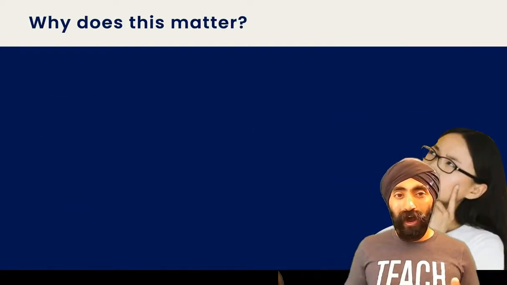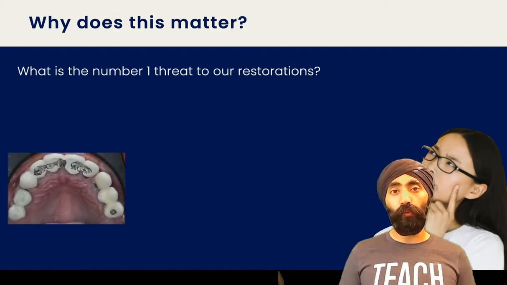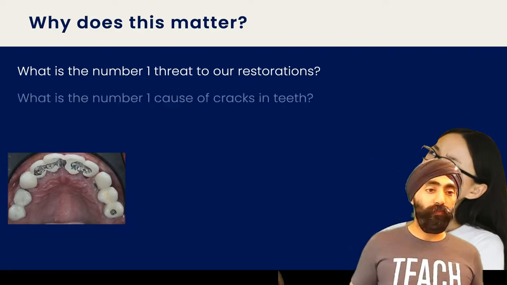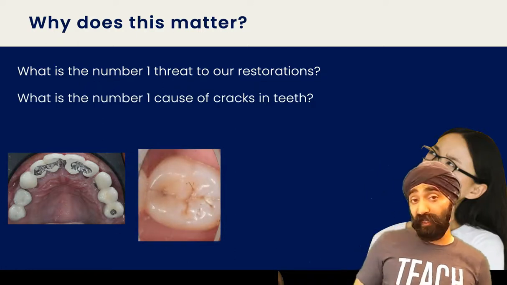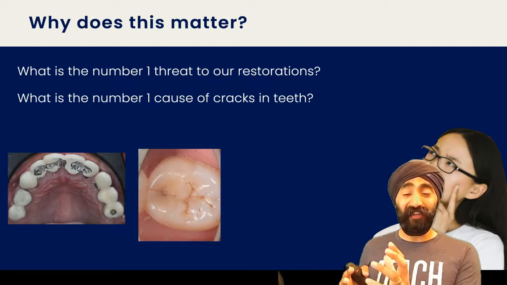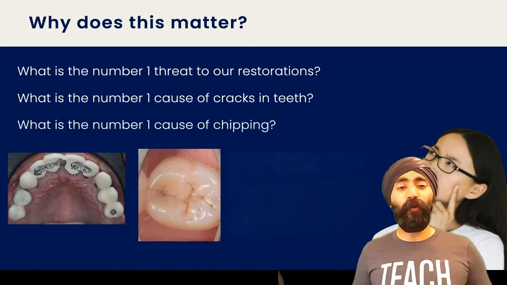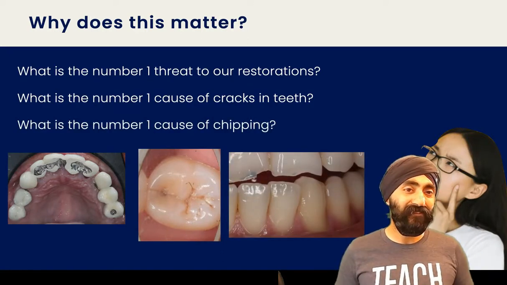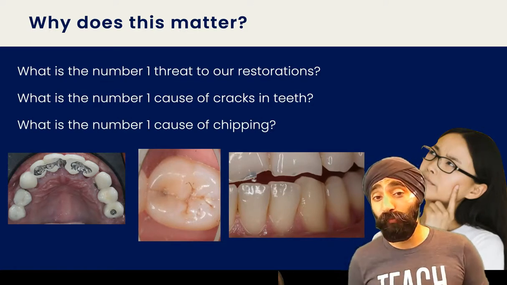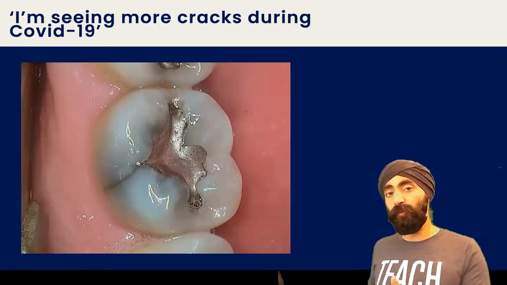So guys, why does this matter? Well, what's the number one threat to our restorations now? In 2021, what's the number one threat to our restorations? Is it secondary caries? What's the number one cause of cracks in teeth? Is it that people are eating too many nuts? That's what my patients tell me when I diagnose wear and cracks. They say, oh yeah, doctor, I eat a lot of nuts. Okay. And then what's the number one cause of chipping? All right. So parafunction, I'm hoping you guessed that, is a huge problem. So this is why we should have some knowledge on etiology and also the management up our sleeve.